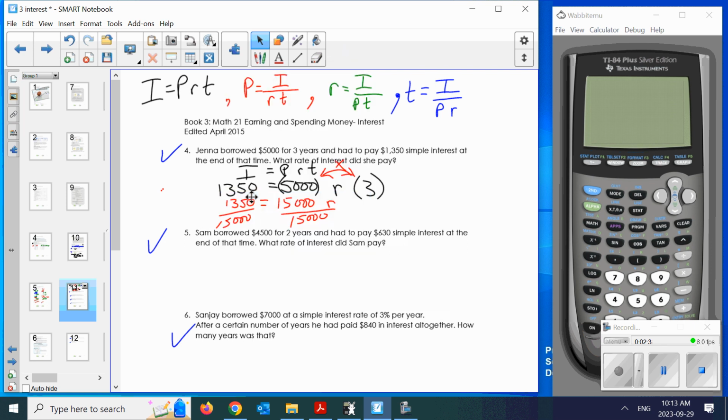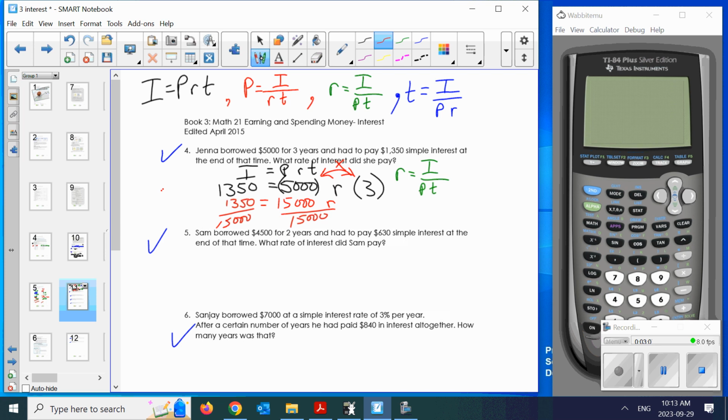Now, I did number 4, but we used algebra. We could have done it a little easier. I borrowed $5,000. Pardon me. I had to pay $1,350 in simple interest at the end. What rate did she pay? I need to find a rate. I'm going to drag this over here. I'll do it in green, the non-algebra way.